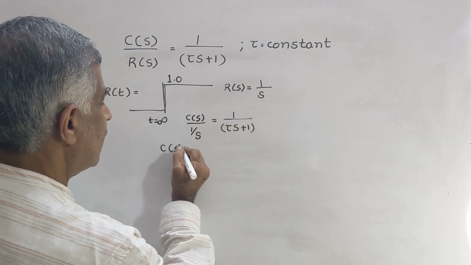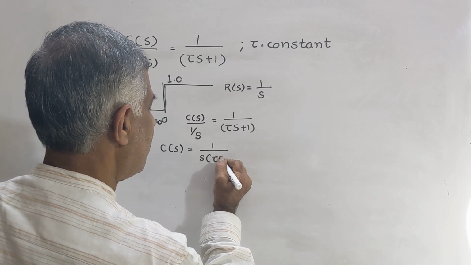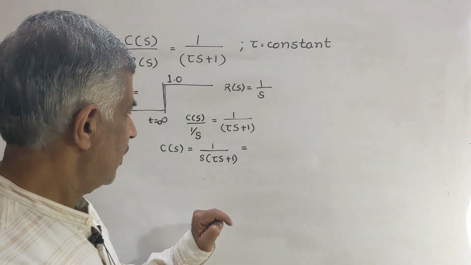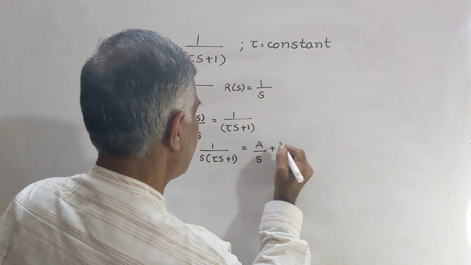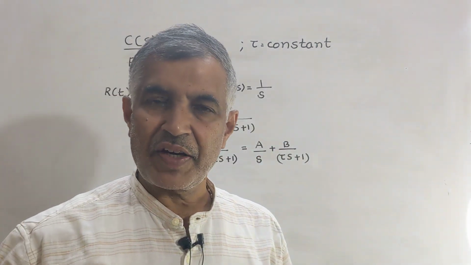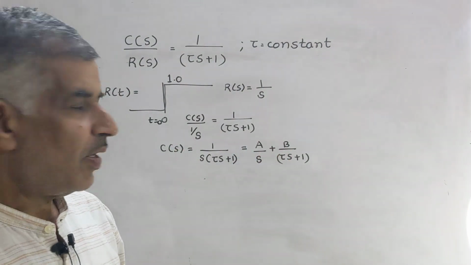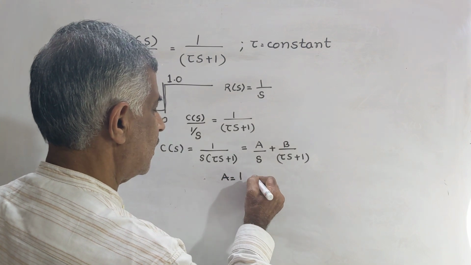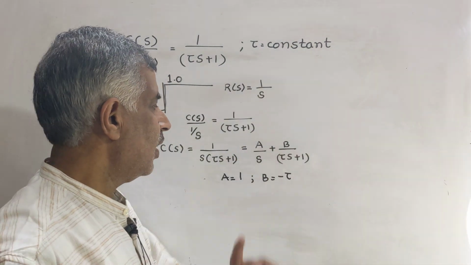If you simplify, C of s equals 1 over s into tau s plus 1. Now I am not explaining the partial fraction expansion. Now resolve this into partial fractions, that is a by s plus b by tau s plus 1. So students can go through partial fraction expansion. Now if you expand using partial fractions, then a comes out to be 1 and b comes out to be minus tau.